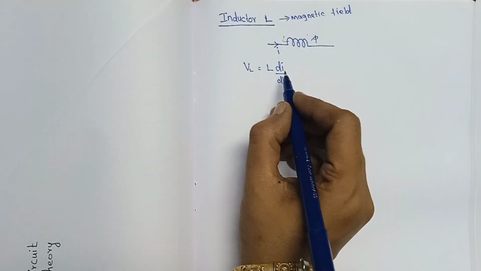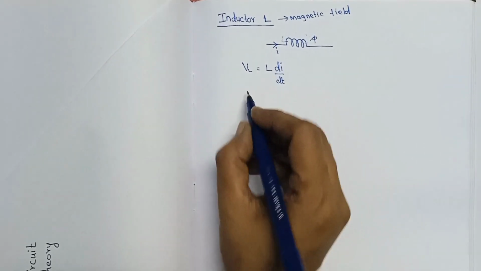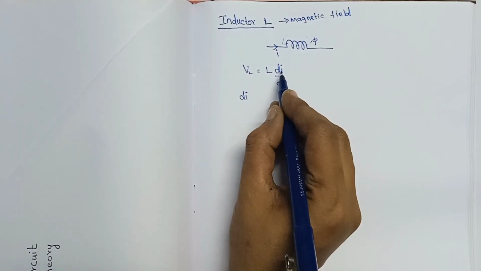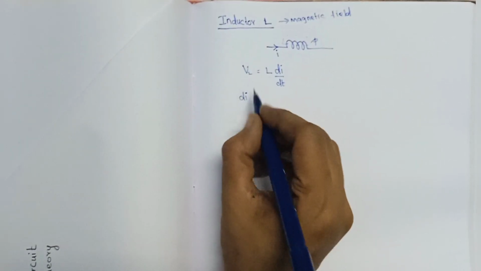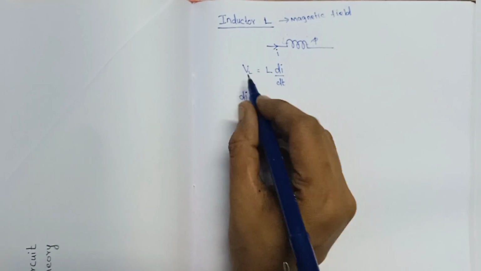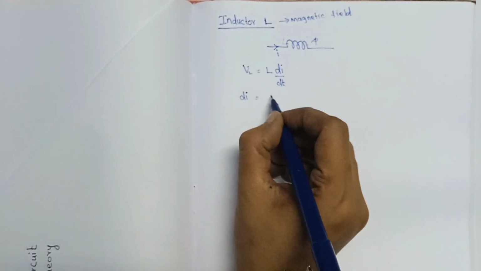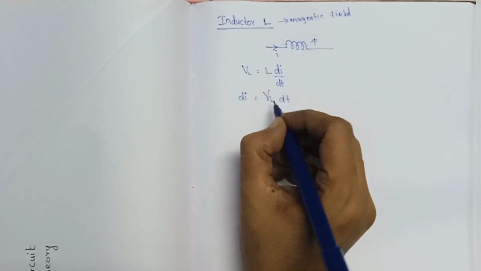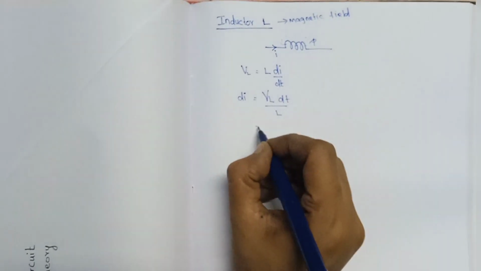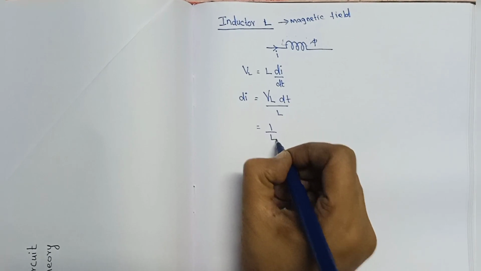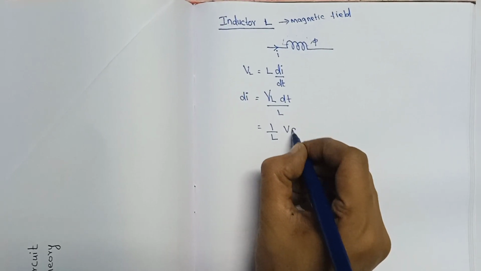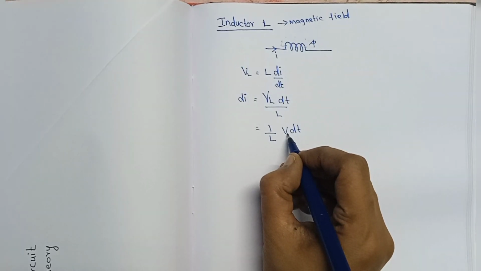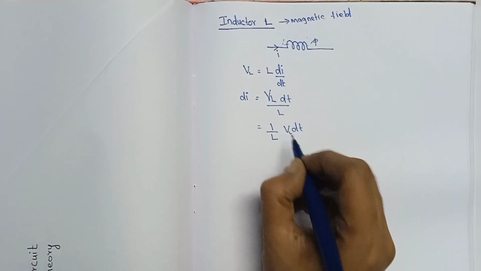So now I'm going to write the formula for di. How can I write di? We want to cross multiply this dt there. So di is equal to VL into dt divided by L. So we can also write this as 1 divided by L times V dt. You can also write V with subscript L, that is the inductor voltage, VL.